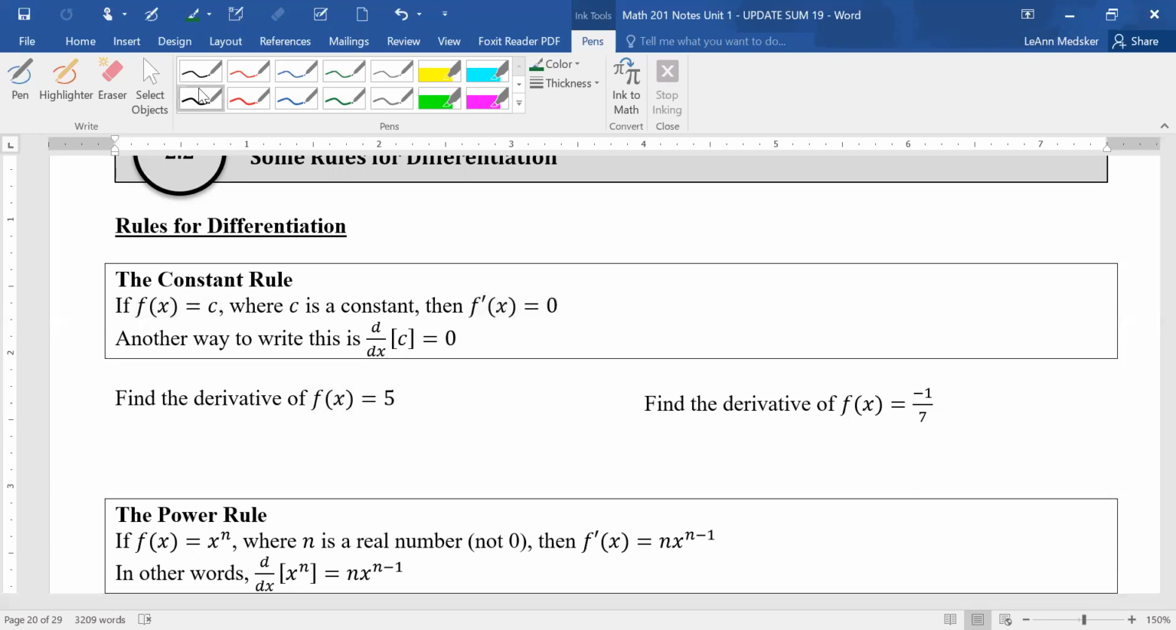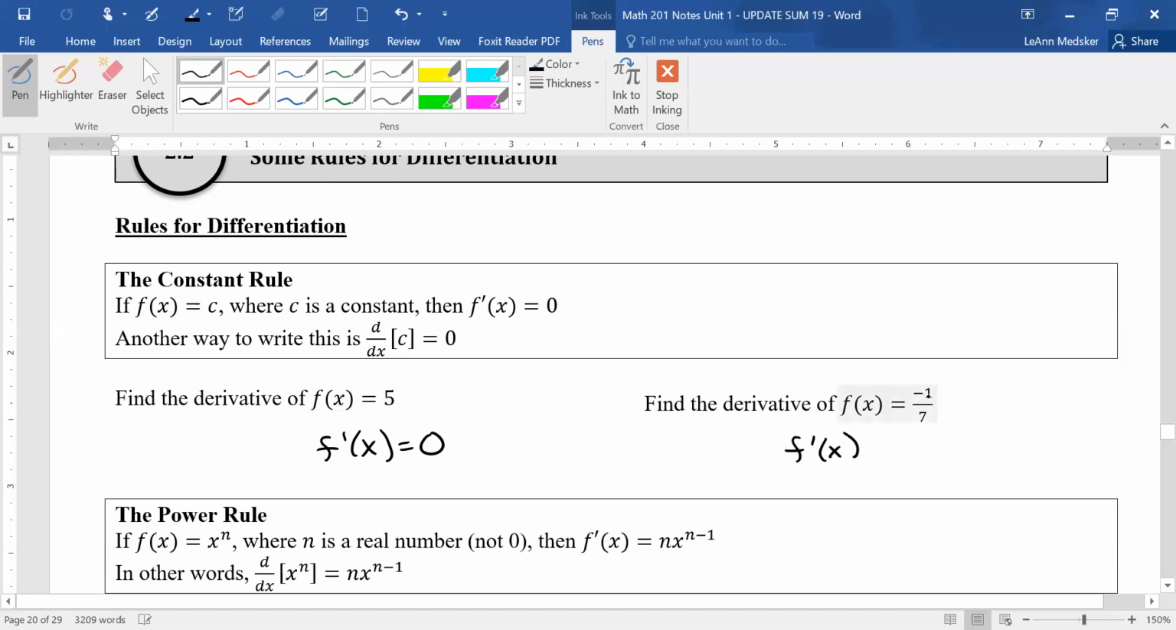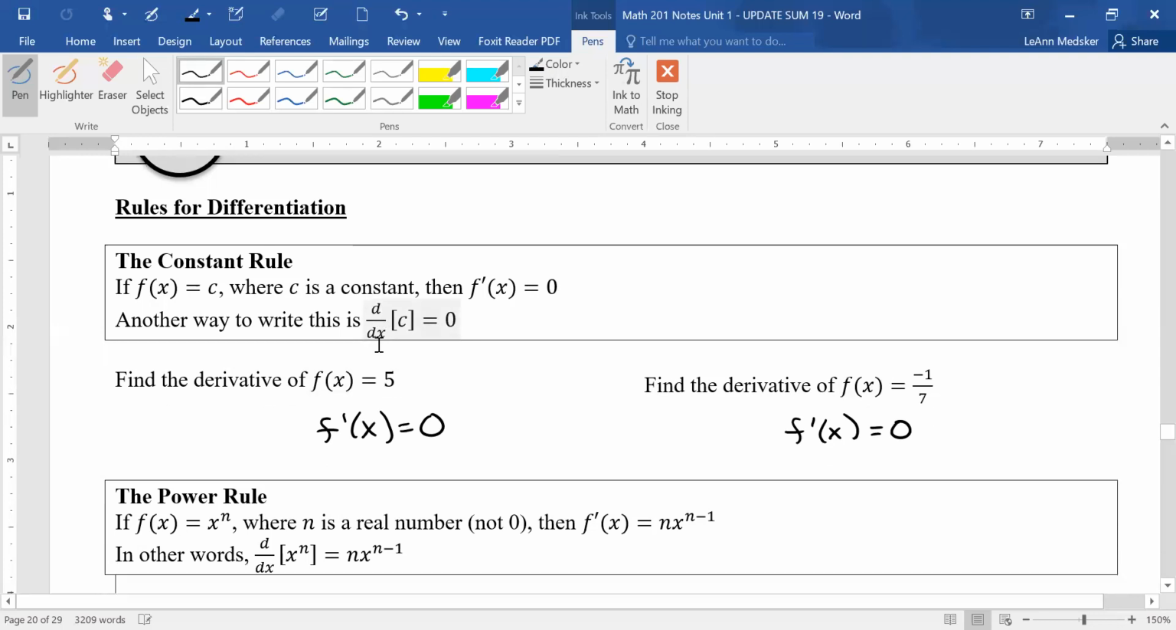So to find the derivative of these first two, we need to write, first of all, the symbol for f of x when you're doing the derivative, so that'd be f prime of x. Since this is just a constant 5, the derivative would be 0. Same thing here, f prime of x. f of x is a constant, so f prime of x is 0. Another way to write f prime of x is d dx. We'll talk about that in great detail in our session in class.